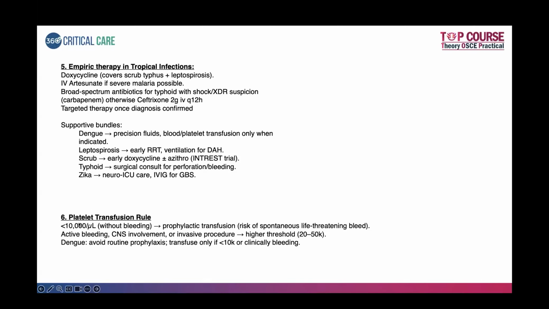Platelet transfusion rule: if platelets are less than 10,000 without bleeding, prophylactic transfusion is needed to prevent the risk of spontaneous life-threatening bleed. For active bleeding, CNS involvement, or invasive procedures, you need a higher threshold, around 20 to 50,000. In dengue, avoid routine prophylaxis; transfuse only if less than 10,000 or clinical bleeding is present.